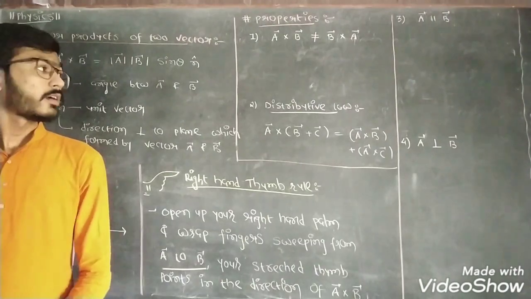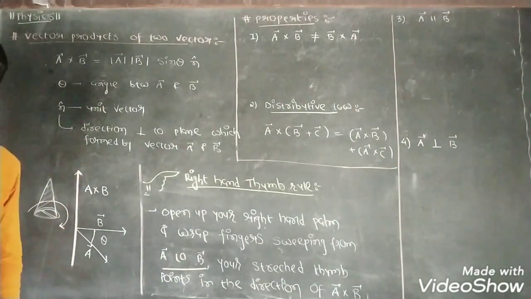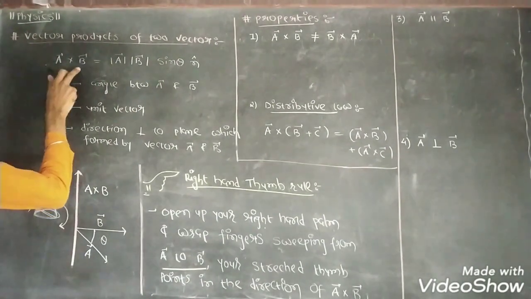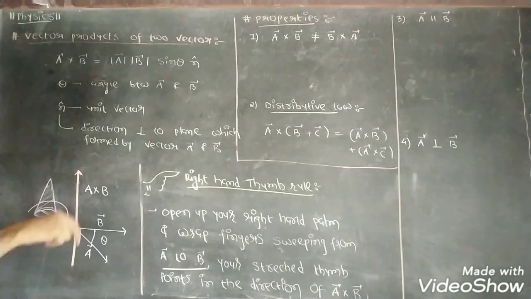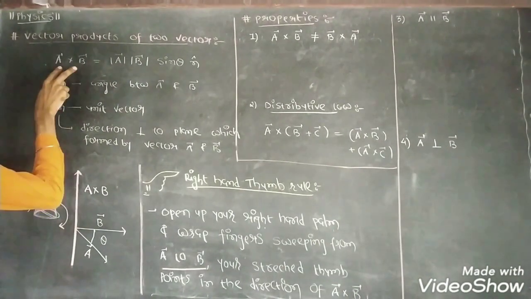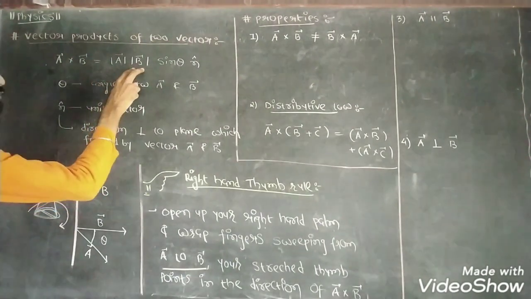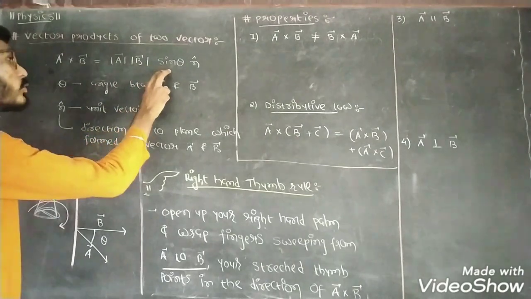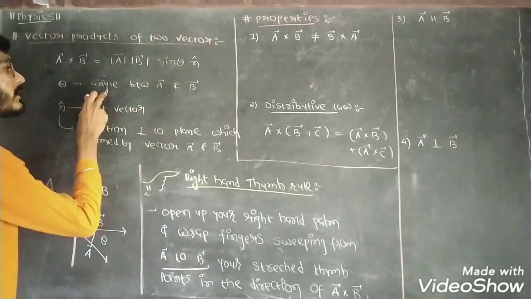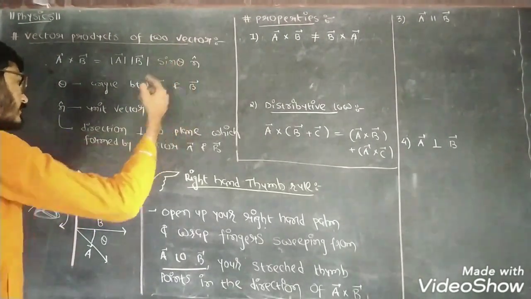Hello everyone. Today we are going to start our new topic, vector products of two vectors. Suppose we have two vectors A and B, and we have to get the vector product of A and B. So A cross B equals mod A into mod B into sin theta into n caret. Here theta is the angle between A and B, and the n vector means unit vector.